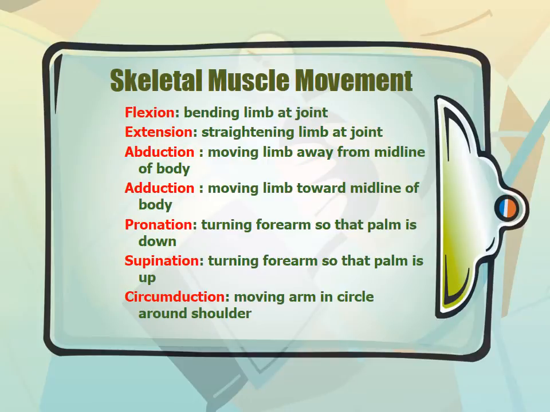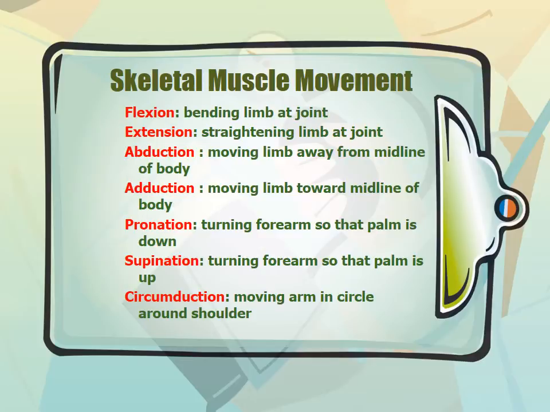Skeletal muscle movement is going to include flexion, which of course is bending the limb at the joint. Okay, extension, which is straightening it. Okay, so we can bend our wrist, we can straighten our wrist. So bending it would be flexion, extending it would be straightening it.